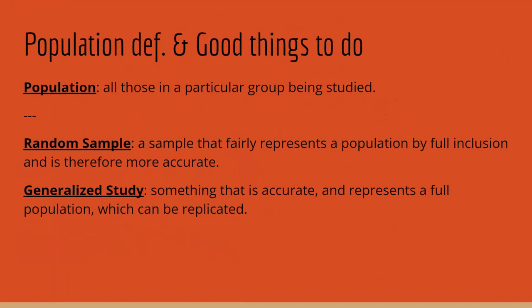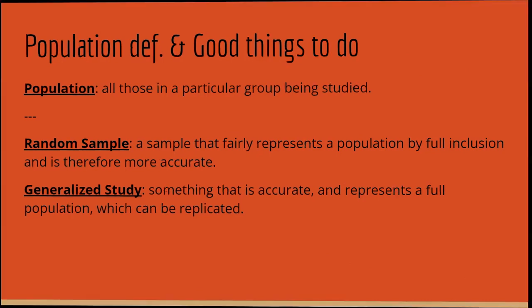A generalized study. This is just something that's accurate and it represents a full population and it can be replicated, similar to what an operational definition can do. This can be replicated. That means other people can do it too. So if you have sampling bias, then the study will not be generalized, and that's not good.